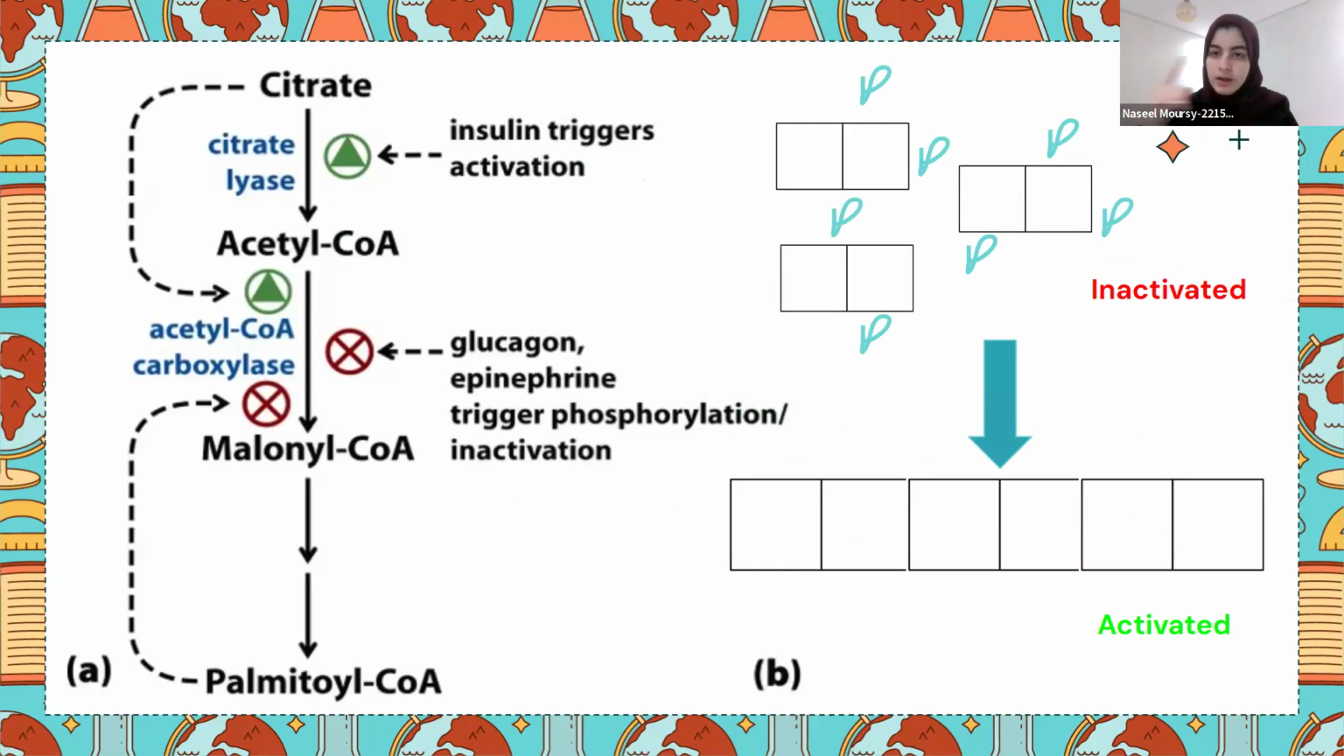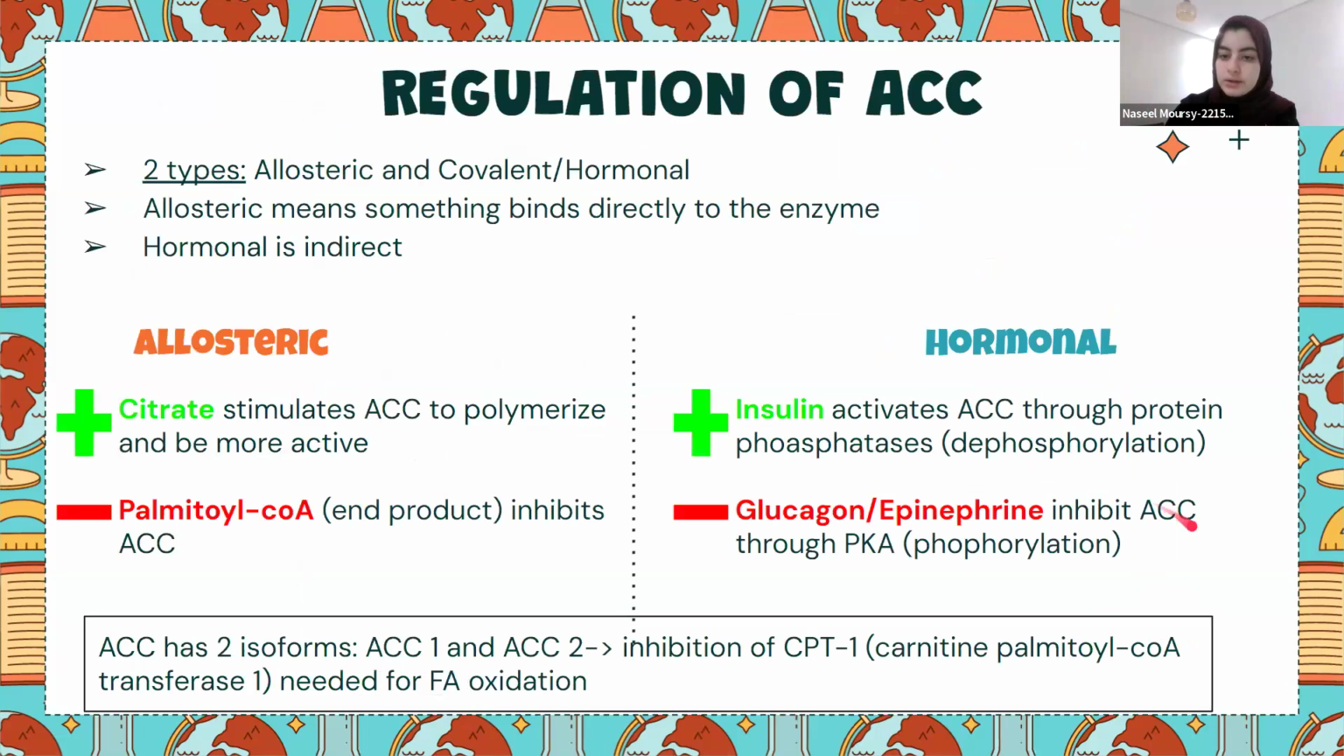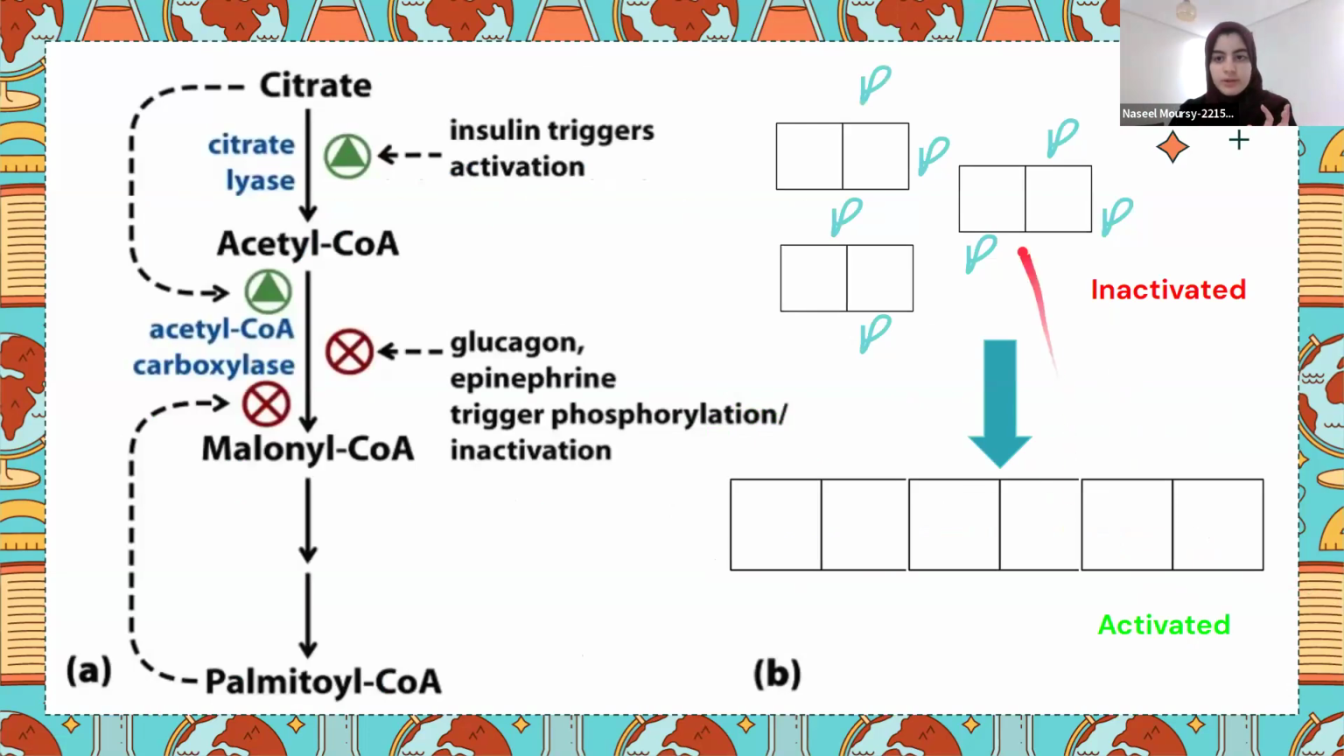Okay? The other way around, if you have glucagon, you want to inactivate it. So glucagon is going to phosphorylate acyl-CoA carboxylase. Now, how does it do that? By kinases. So glucagon or epinephrine inhibits ACC through PKA, or protein kinase A. You guys have heard about it a lot. Okay, so this causes the phosphorylation of ACC. Okay, and so you go in the opposite direction, and this is how acyl-CoA carboxylase would be in the inactive state.